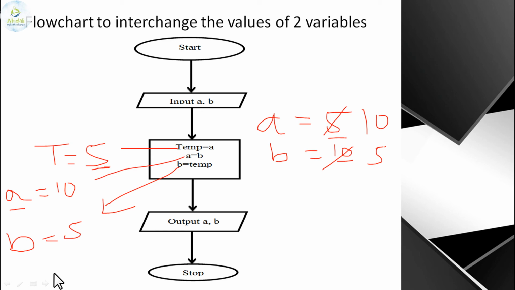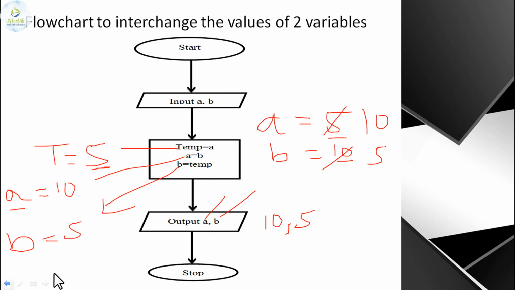Now see, you have interchanged the value which was 5 and 10. Now it is 10 and 5. That is, when you output, you will get a display on the screen as 10 and 5, the value of A and B. That is called the interchanging of two numbers. Okay, so after that the program will stop.